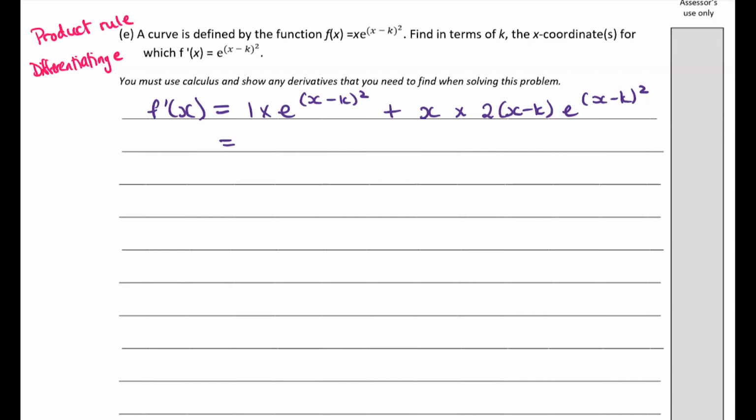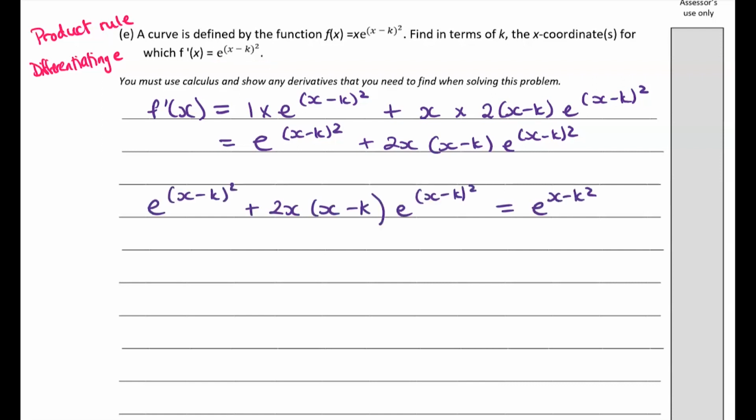Okay, so tidy that up. We've got e to the x minus k squared, 2x, plus 2x x minus k e to the x minus k squared. Now we want to set f dash of x equal to this bit here, e to the x minus k squared. And we've got to try to solve that.